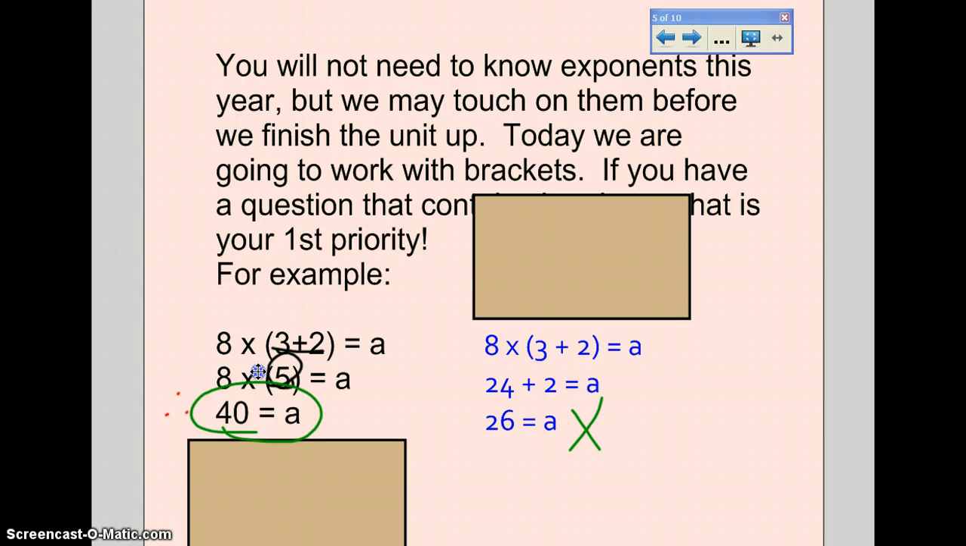So it's brackets, exponents, division, multiplication, addition, subtraction. If you see brackets, you have to complete what's in the brackets first. As you saw, I completed the addition first. And the addition was the 3 plus 2, and that equals 5. That's the first thing I did. Then I went to multiplication. That's how I ended up with a 40 instead of a 26. Okay, let's keep going.